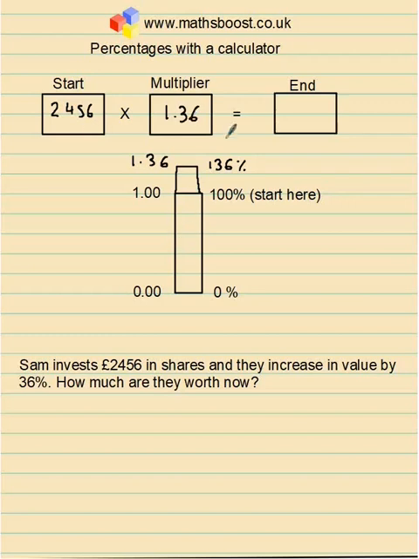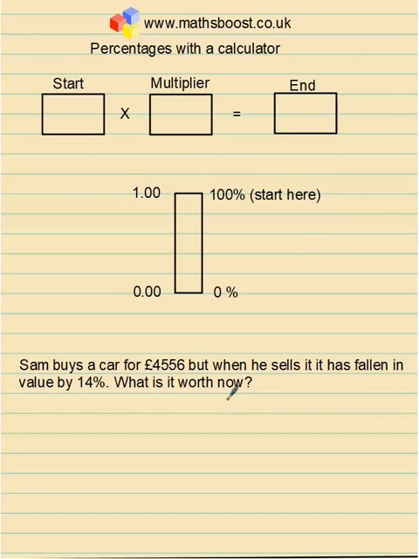And finally we can put this into our calculator. 2,456 times 1.36 and we arrive at £3,340.16. This time Sam buys a car for £4,556, but when he sells it, it's fallen in value by 14%.